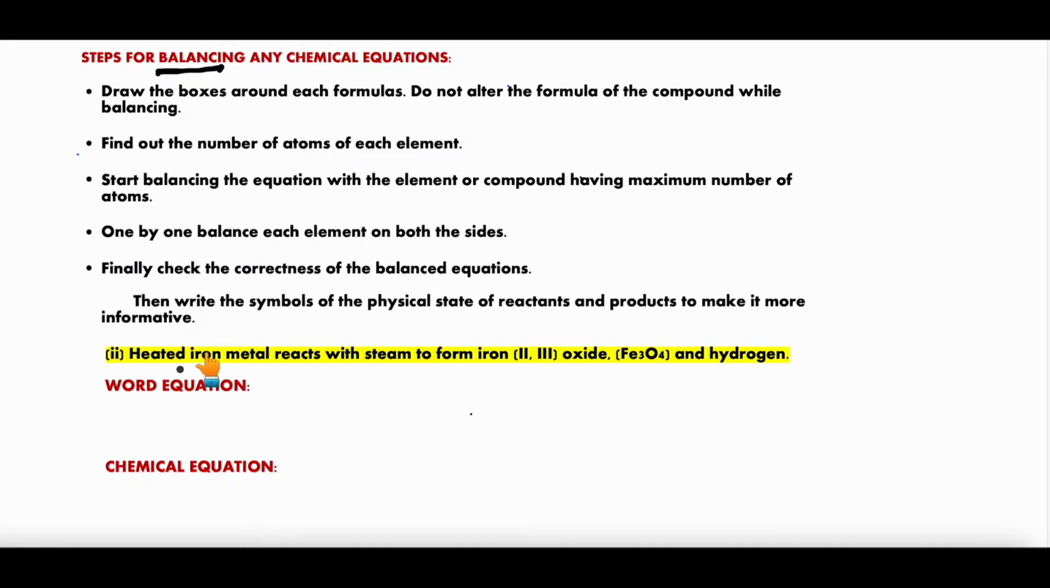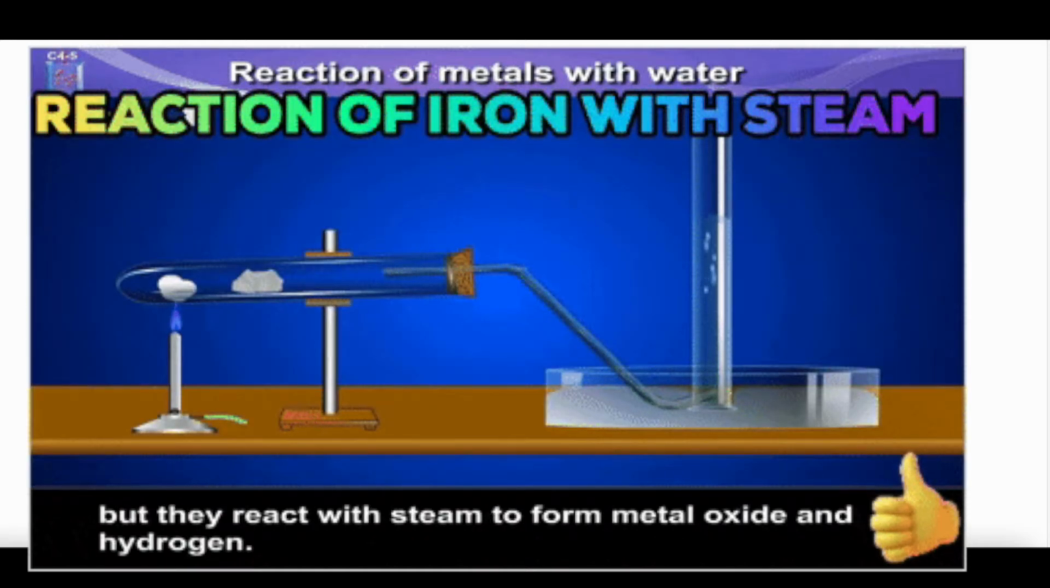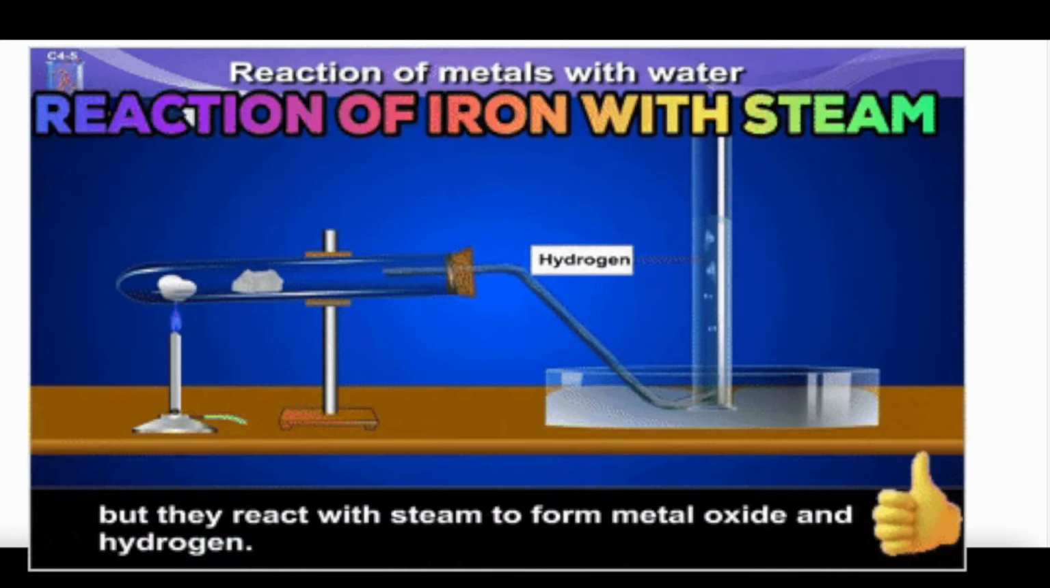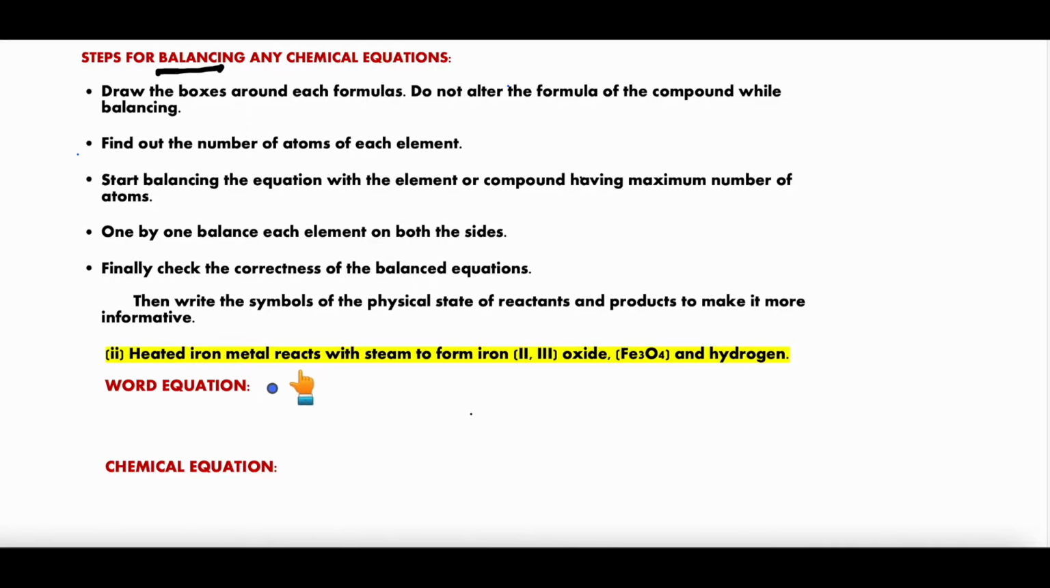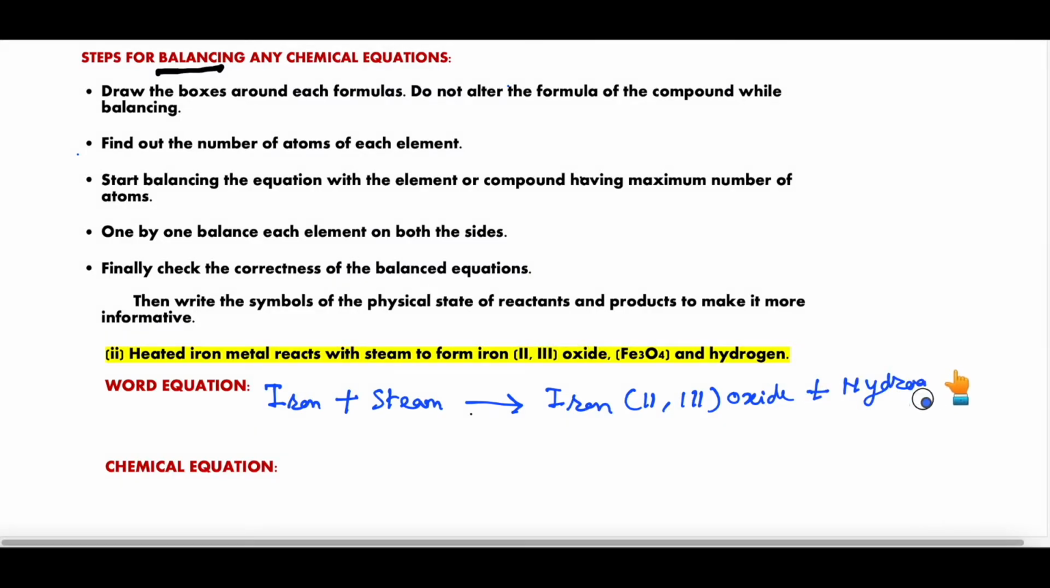The chemical equation is: heated iron metal reacts with steam to form iron 2,3 oxide, that is Fe3O4, and hydrogen. This reaction can be written in the form of a word equation as iron plus steam gives iron 2,3 oxide plus hydrogen. Children, we should know something about the various oxides of iron metal.